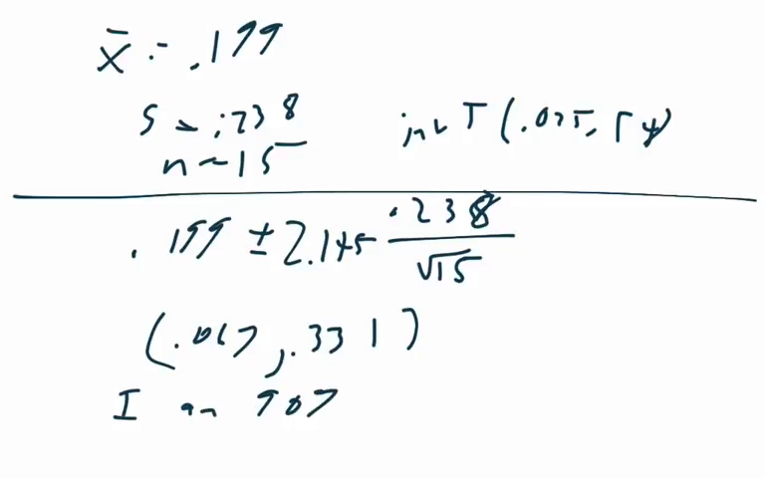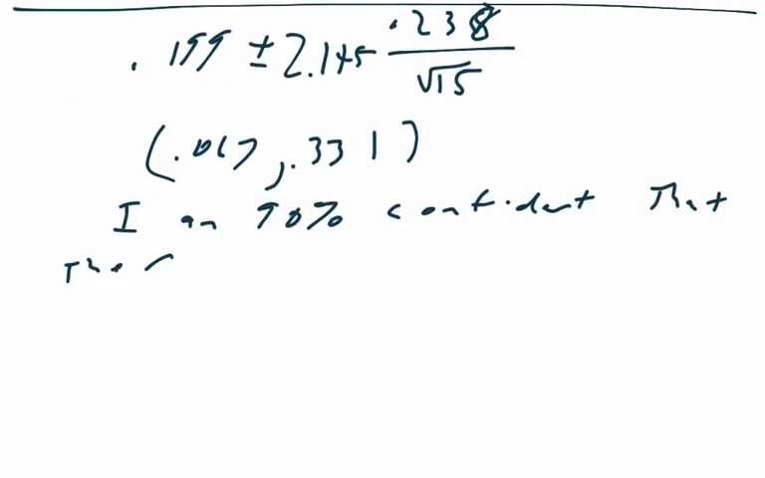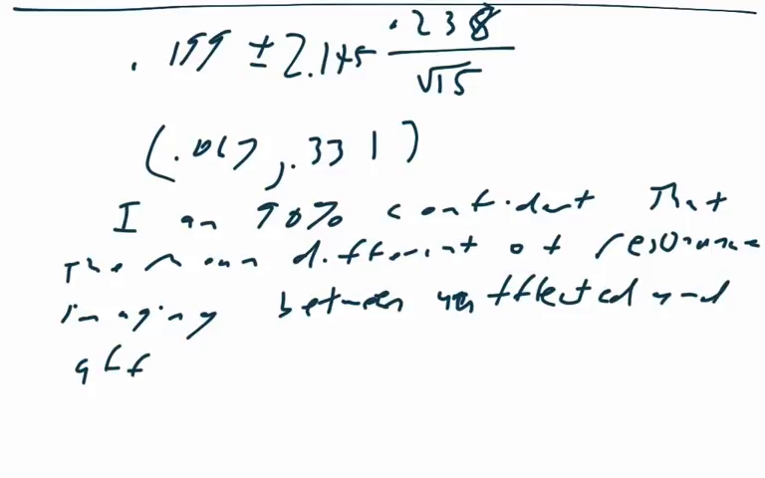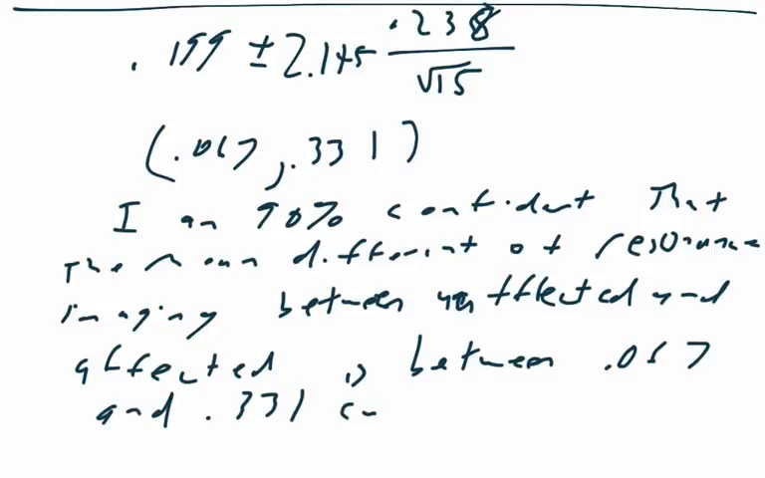I am 95% confident that the mean difference of resonance imaging between unaffected and affected is between 0.067 and 0.331 cubic centimeters. All right.